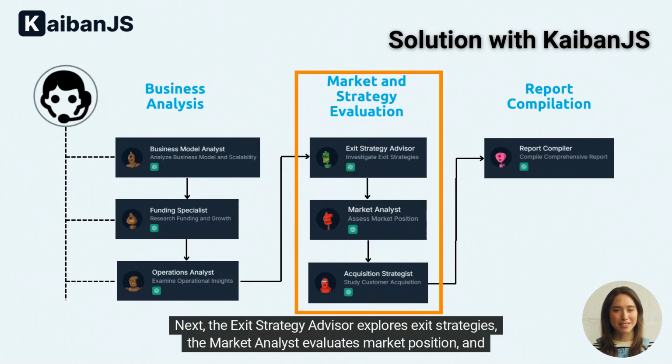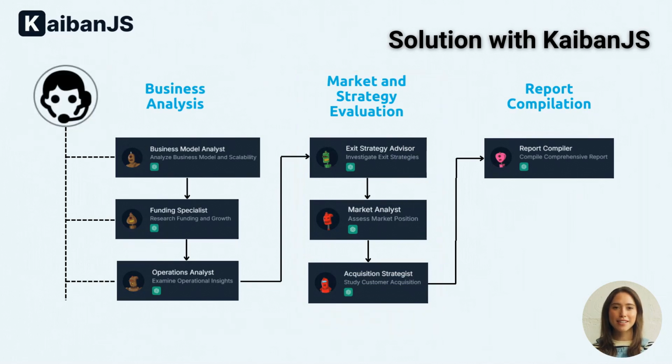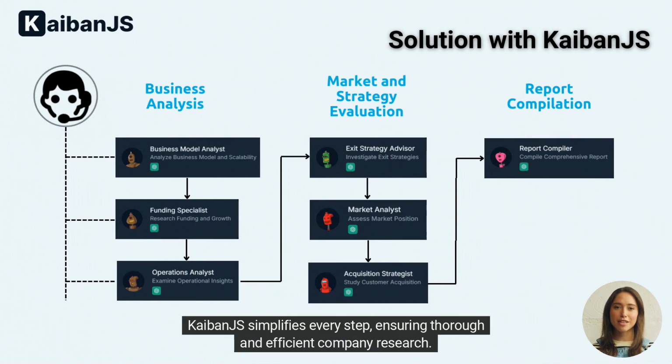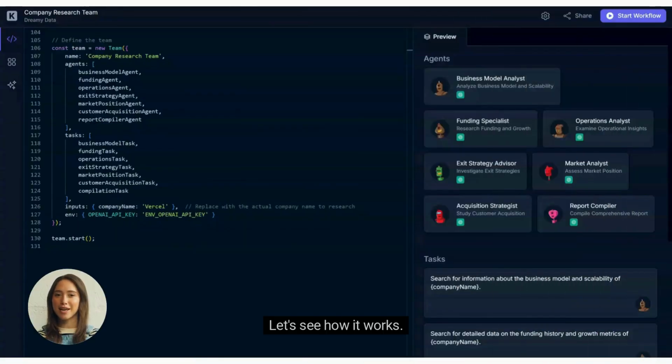Next, the exit strategy advisor explores exit strategies, the market analyst evaluates market position, and the acquisition strategist analyzes customer acquisition. Finally, the report compiler gathers all findings into a detailed report. KaibanJS simplifies every step, ensuring thorough and efficient company research. Let's see how it works.